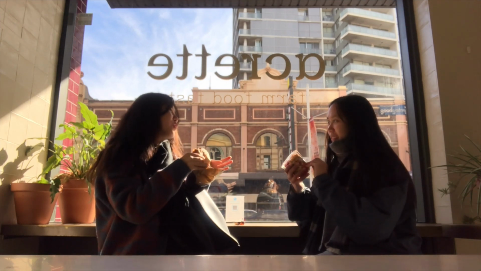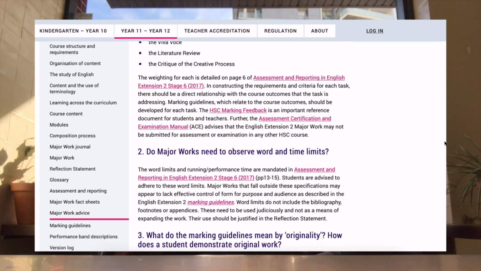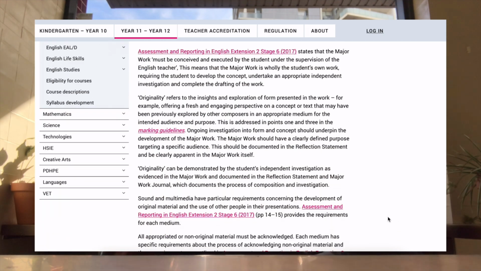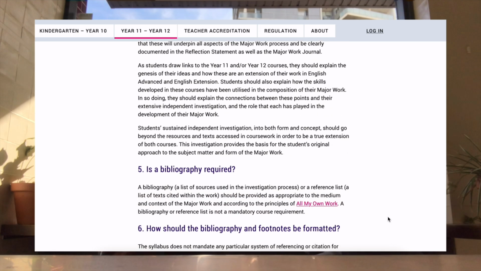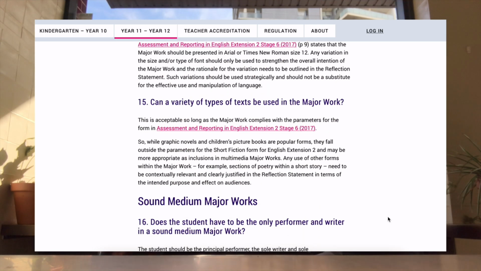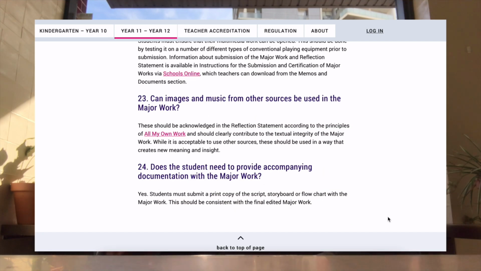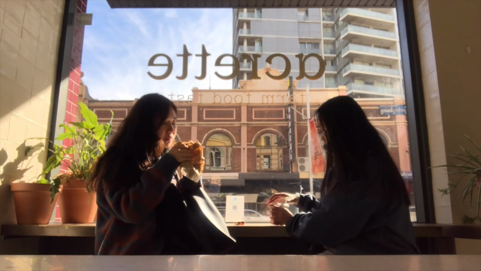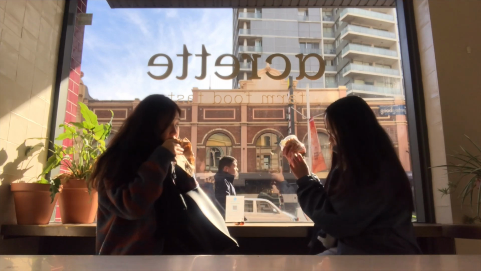Here's the link for English Extension 2 major work advice, and also double check this, but I think the major work journal is not counted in assessments. However, you should still fill it out consistently because it may help in generating ideas for your major work. Also because it's good to keep track of where you are at, and you really don't need anything fancy. I just used the one I got from Officeworks for about $3.